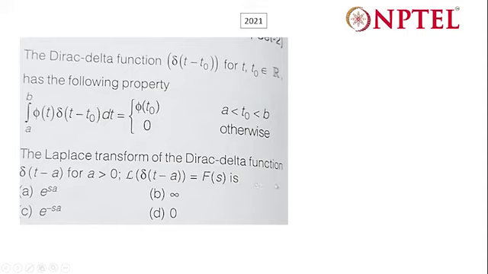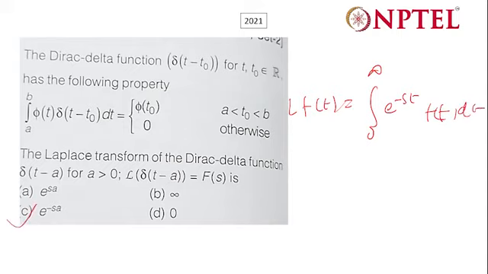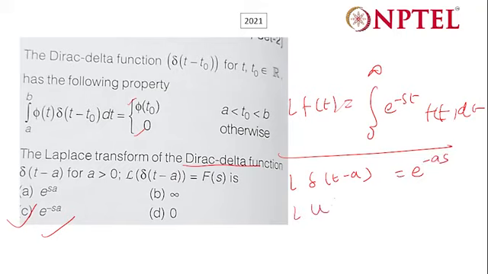Suppose you don't remember the formula of Laplace transform, which is L of f(t) equals the integration from 0 to infinity of f(t) e to the power minus st dt. If you remember this and you don't remember the Dirac property, you integrate this function first, then this function, and you will get the answer. Otherwise, you just directly put the answer that we have learned: the Laplace transform of a Dirac delta function will be e to the power minus as, and the Laplace transform of a unit step function will be e to the power minus as by s.